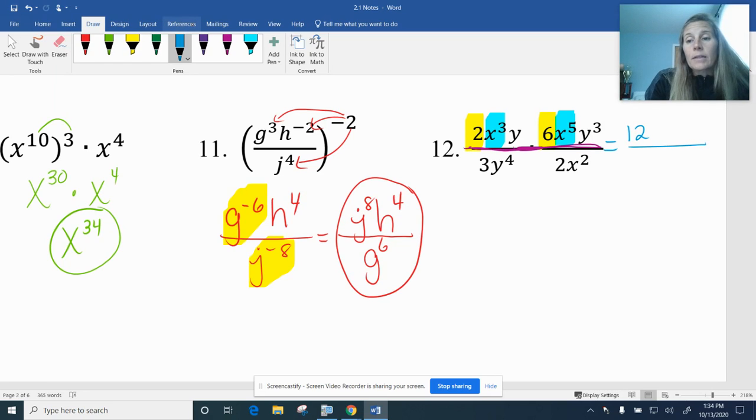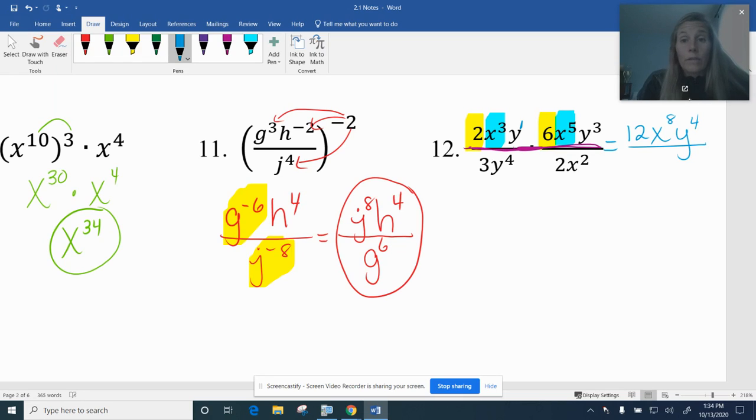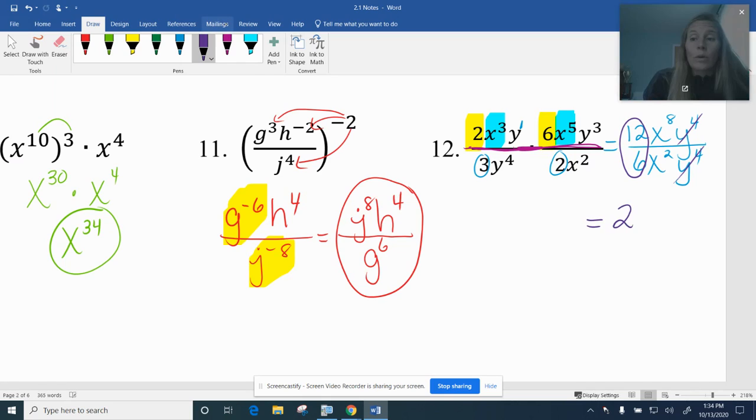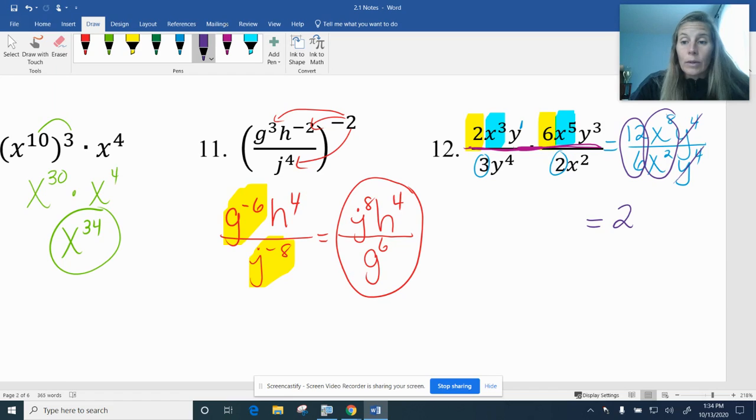X to the 3rd times x to the 5th, I add my exponents and I get x to the 8th. And then y times y to the 3rd, I will add my exponents and get y to the 4th. On the bottom, same thing, 3 times 2 is 6. And I have x to the 2nd and y to the 4th. Now at this point, my y to the 4th are the same, so they're just going to cancel out because 4 minus 4 is 0. 12 divided by 6 is simply just 2, and x to the 8th over x squared, I would subtract my exponents and I would get x to the 6th.